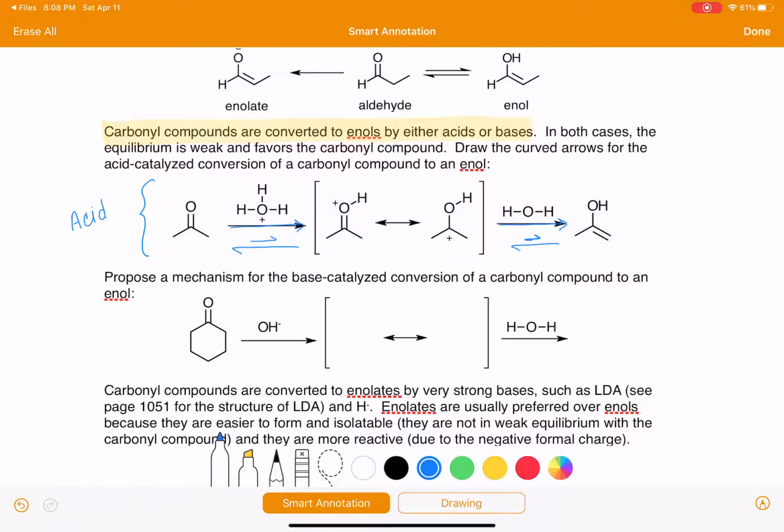And so let's just fill in the curved arrows for this mechanism. Every single time you have an acid in the presence of an oxygen, like on a ketone, the very first thing that you should always do is use the acid to protonate the oxygen. And so that gives us this first structure that we see right here.